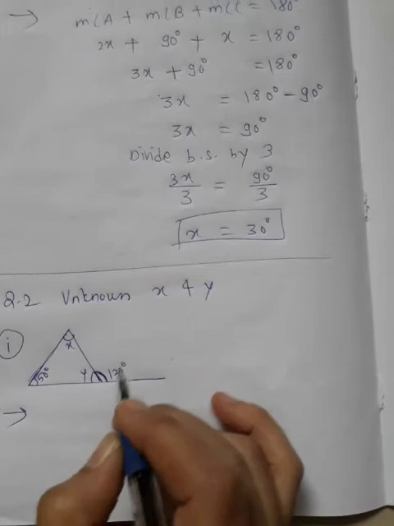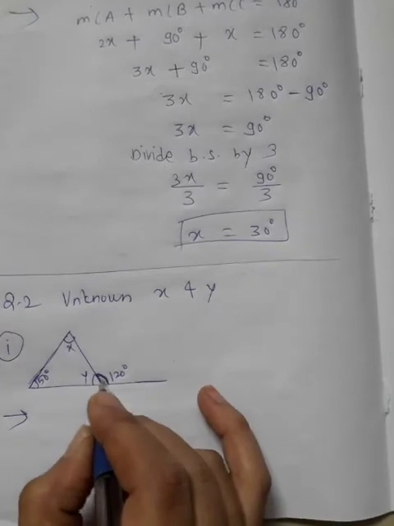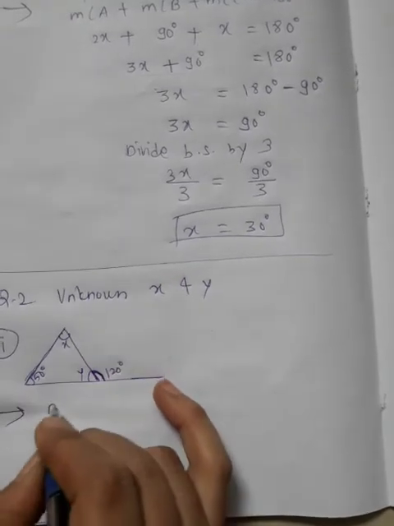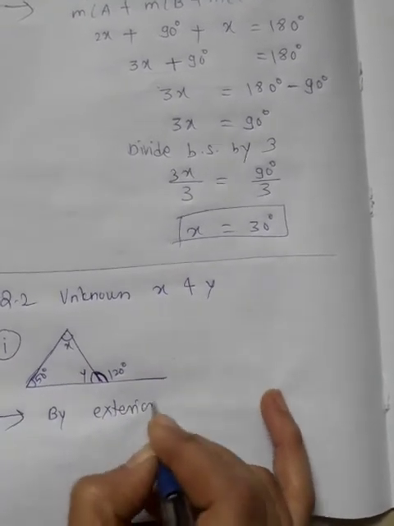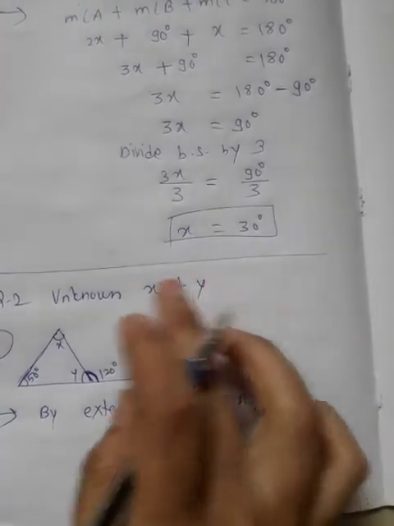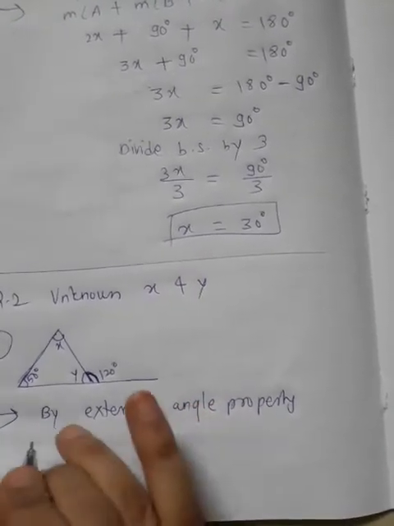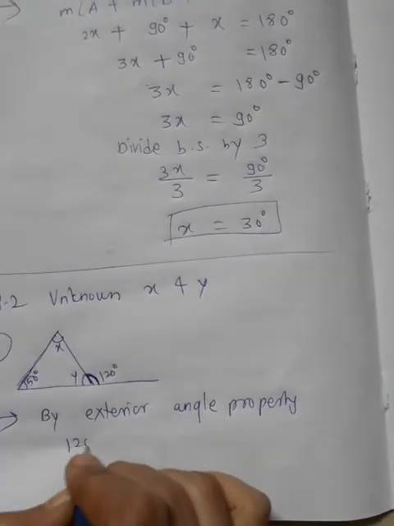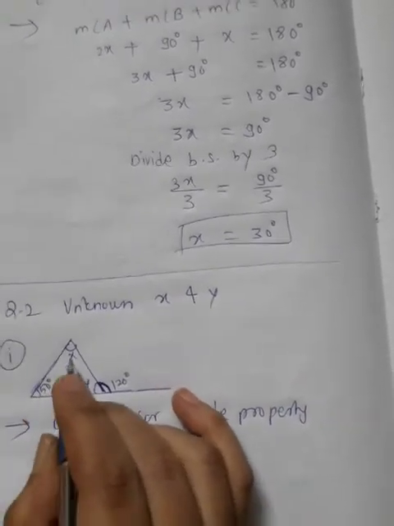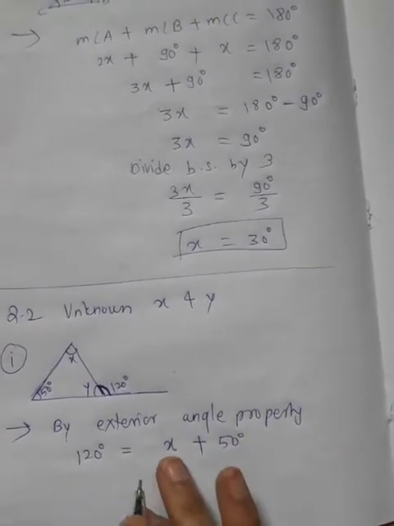that is the exterior angle property. What is our exterior angle property? The exterior angle property is: the measure of an exterior angle is equal to the sum of the measures of its interior opposite angles. So here we must use two properties because we have two unknowns. To first find one of these two angles, we use the exterior angle property, and by the exterior angle property, 120 degrees is equal to the exterior angle, which is equal to the sum of the measures of its interior opposite angles, so x plus 50 degrees, and by this you get the value of x.